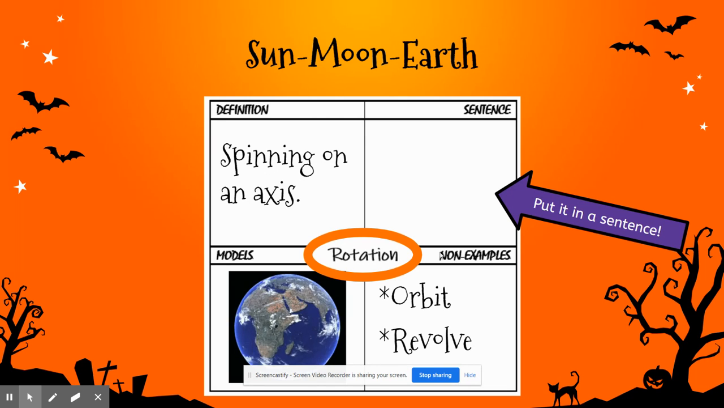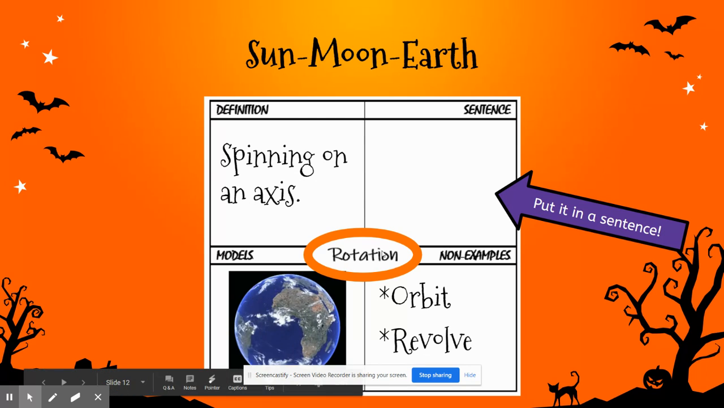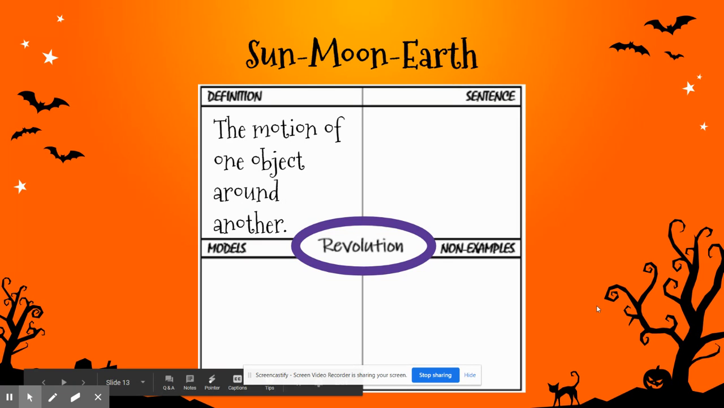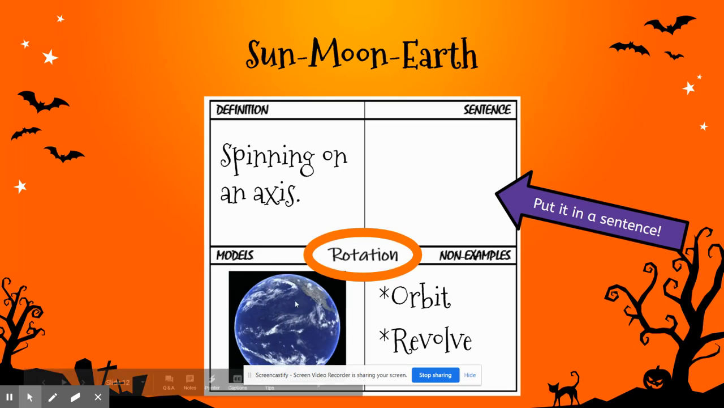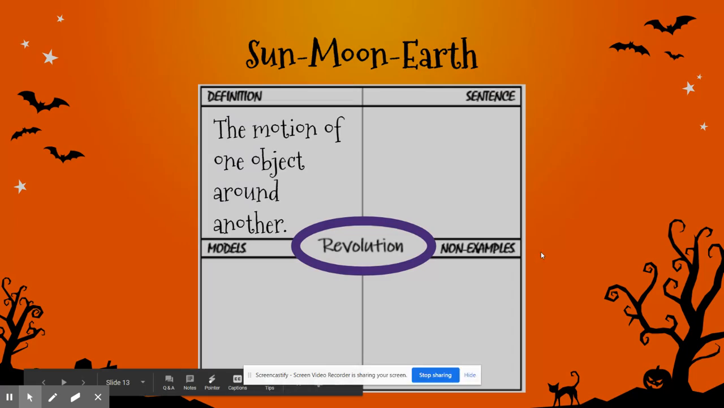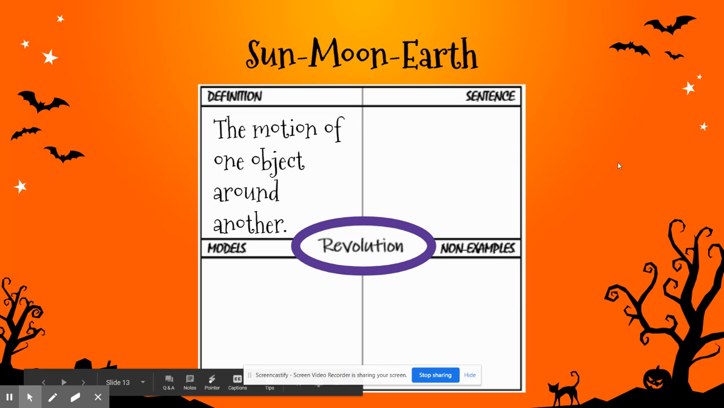Non-examples. Things that are not rotation. Orbit is not rotation. Revolve is not rotation, even though it's commonly confused. Next, we have revolution. The definition is the motion of one object around another. So rotation was around itself, where revolution goes around another object.